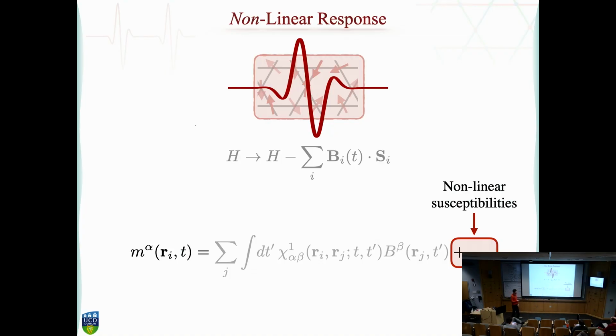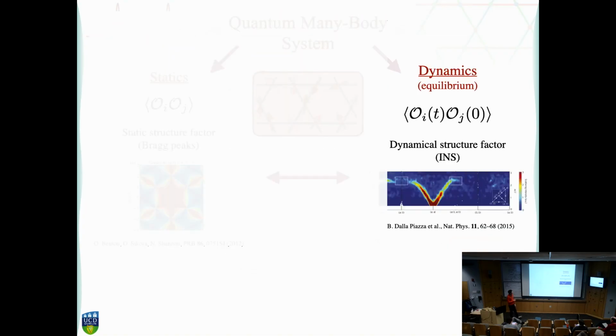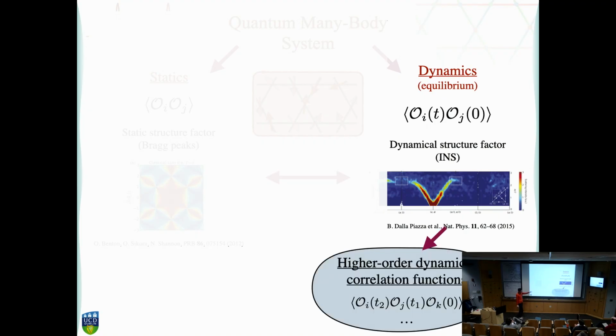So these are the so-called nonlinear susceptibilities, these higher order terms here. For this talk, we're talking about dynamics and equilibrium. But rather than looking at these kinds of correlations and the nonlinear response, we're actually looking at higher order dynamical correlation functions. So there's multiple operators and multiple times involved here. Nonlinear response is talking about these kinds of correlations as opposed to the kind of correlations that we looked at here for linear response, which you might see, say, in the dynamical structure factor for a magnet.